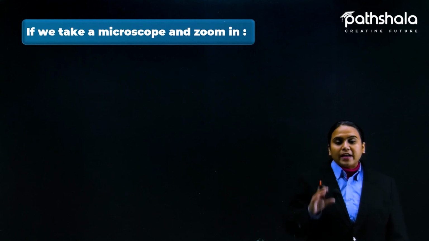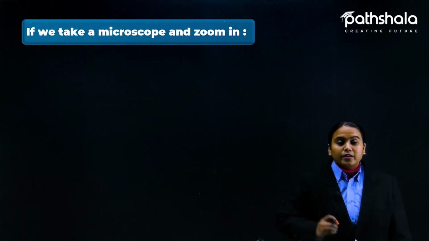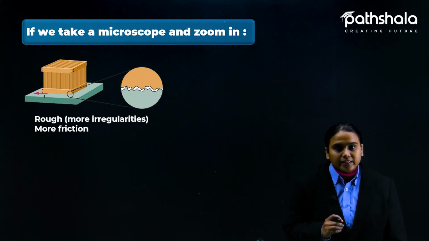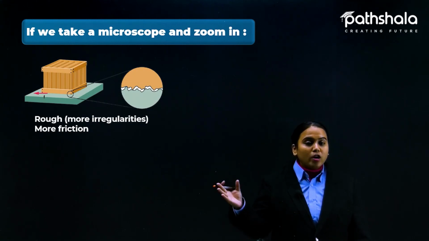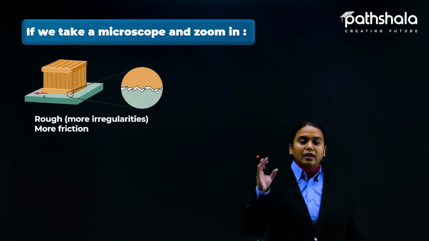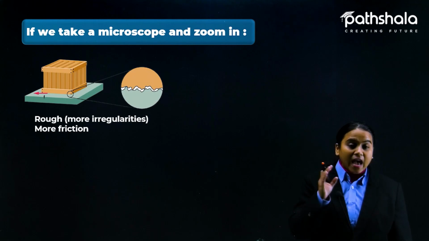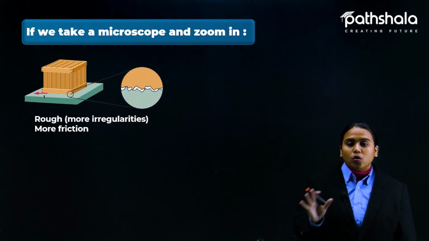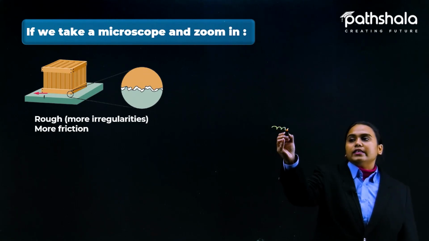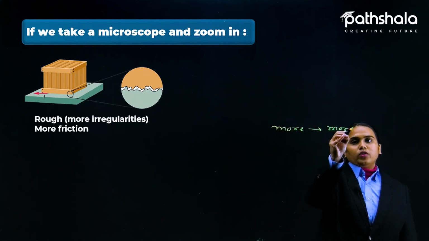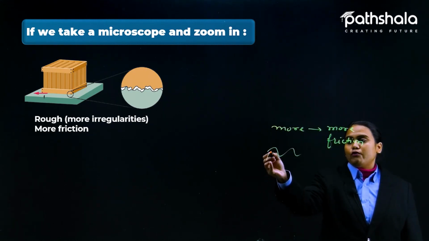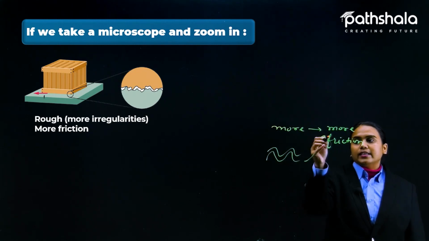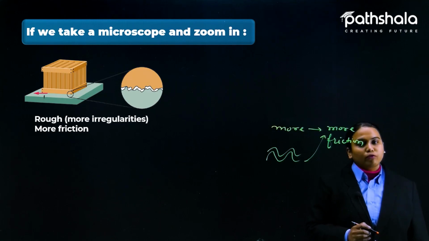If we take a microscope and zoom in, let us see that the box put on the surface has such irregularities. There are lots of them, because this box is made of wood. If it is made of glass, then it might have fewer irregularities, but it still has irregularities, though fewer. So more irregularities give you more friction, because with more irregularities, more surfaces are going to fix in between. That leads to more adhesive force and ultimately more friction.